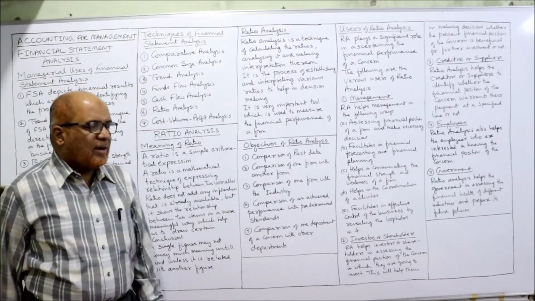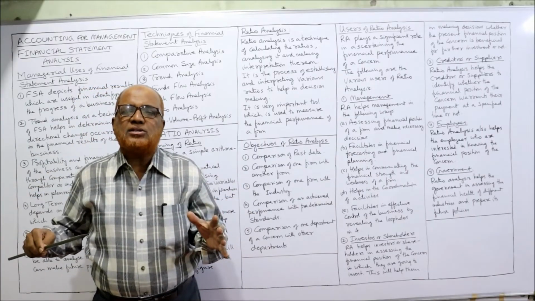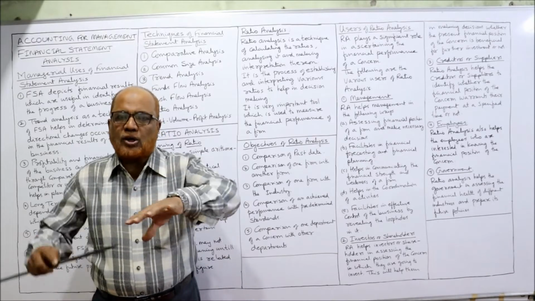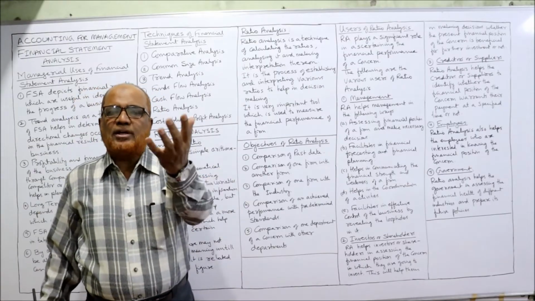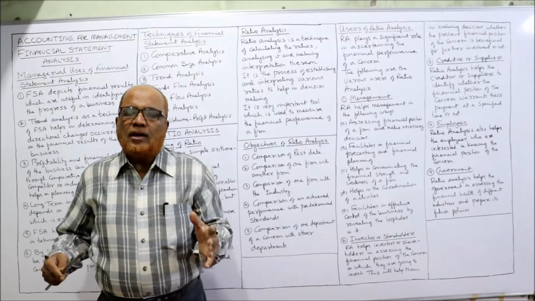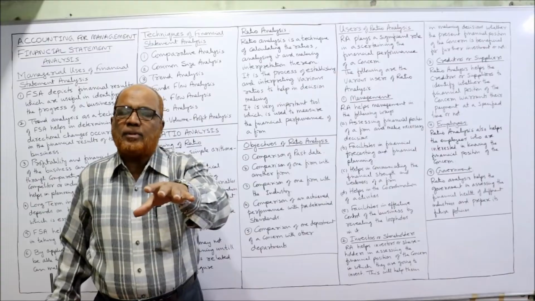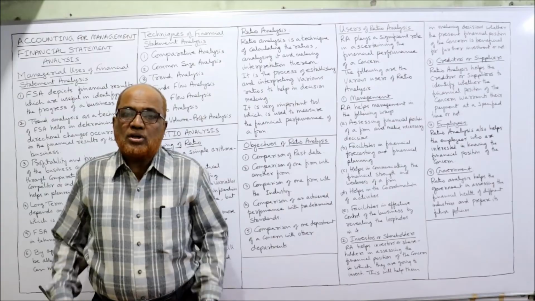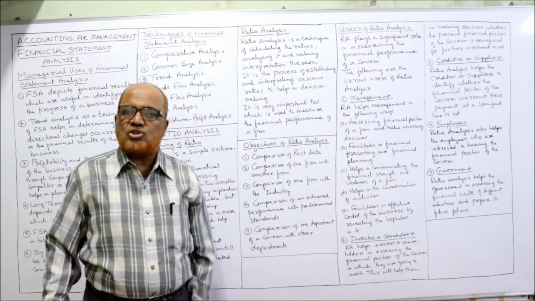Third one is comparison of one firm with the industry. Industry means a group of companies producing the same product. A group of companies producing the same product makes the industry. Example, textile industry, sugar industry or IT industry, like that. It's a group of companies. Now every company in the industry wants to compare its own performance with the industry average. Again ratios will be used to compare the company's performance with the industry average.